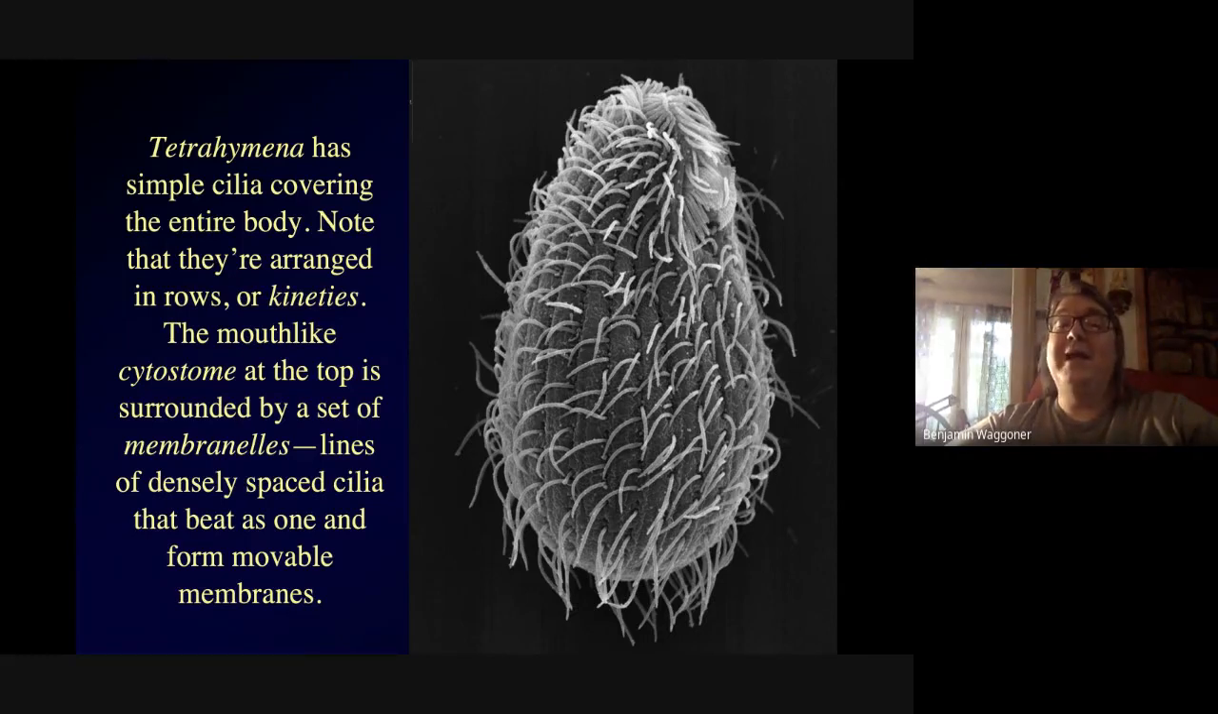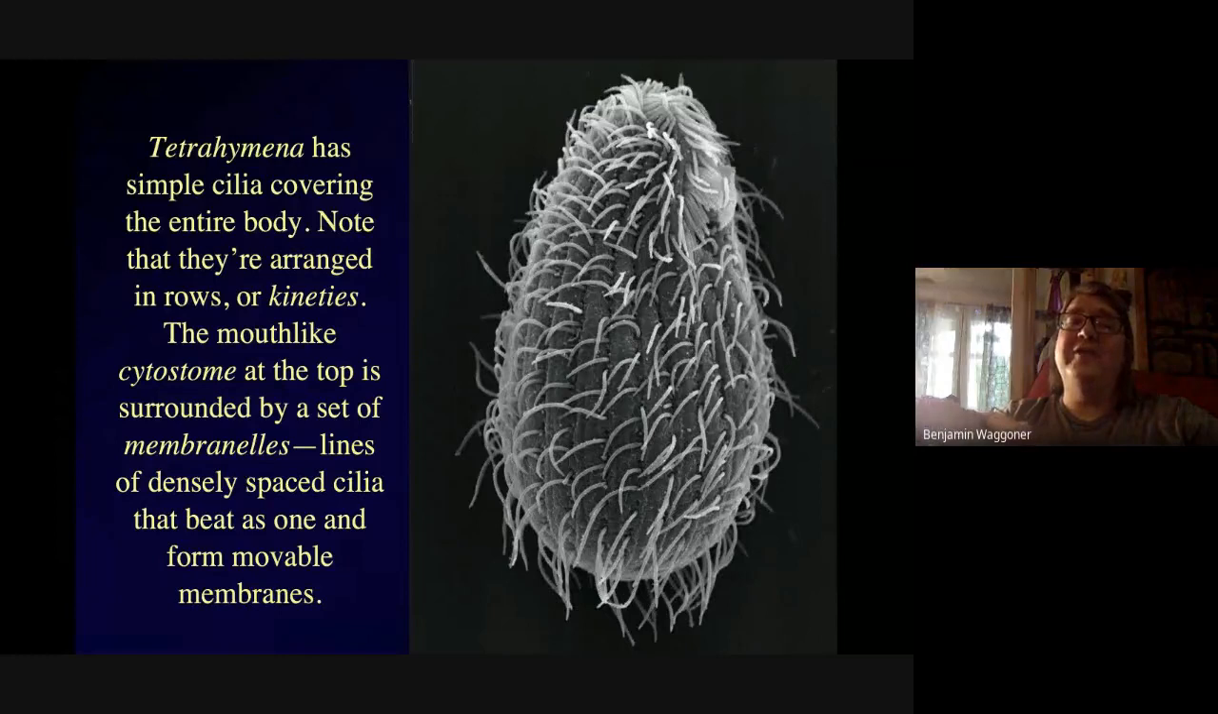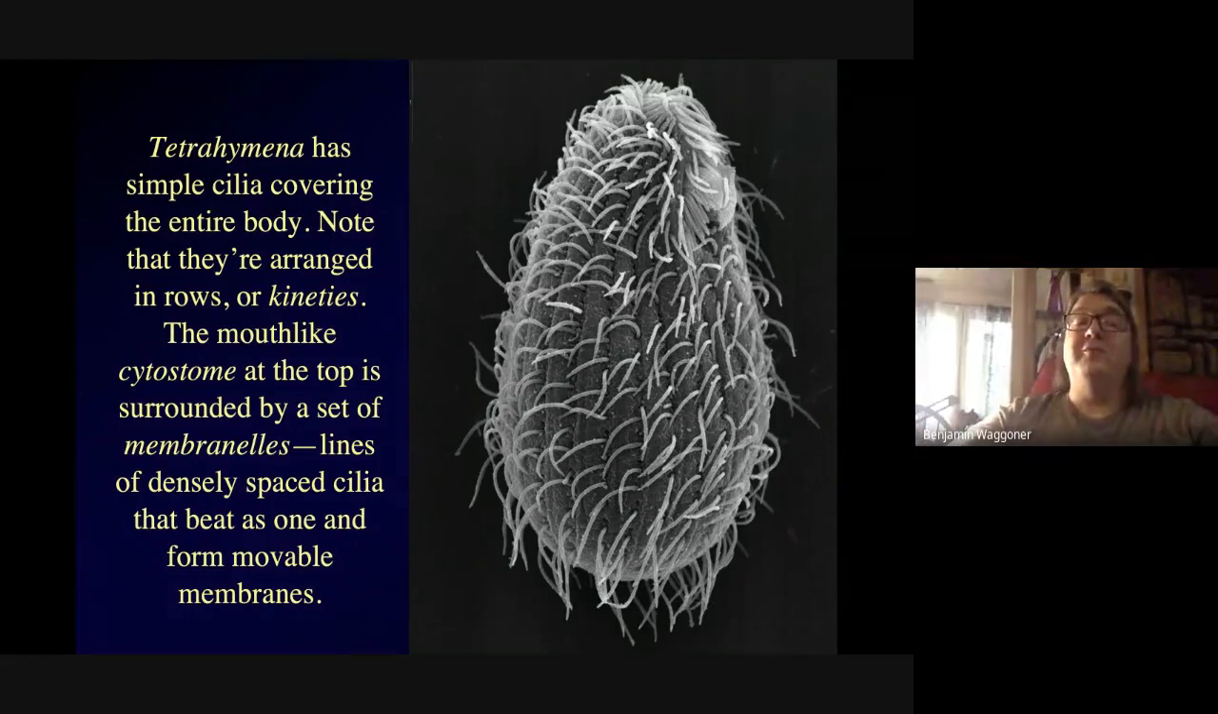Tetrahymena has fairly simple cilia. They cover the entire body, and you can see that they're arranged in rows. Those are the kinetes. It's hard to point out, but up at the top and a bit to the right, you have the cytostome. If the cilia look a little bit tightly packed right around the cytostome, that's because the cytostome is surrounded by 4 membranelles. Tetrahymena means 4 membranes, and it refers to these membranelles.